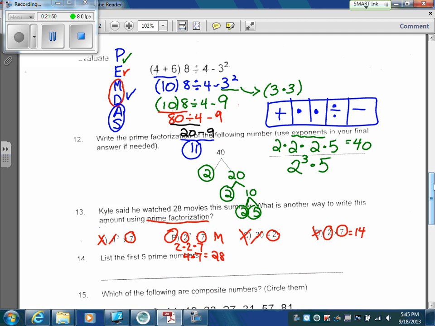For 14, it's just asking for the first 5 prime numbers. You can use whatever your rhyme was in elementary, Chrissy Prime's phone number, the conga, whatever you did. It's 2, 3, 5, 7, 11. Just the very first 5.